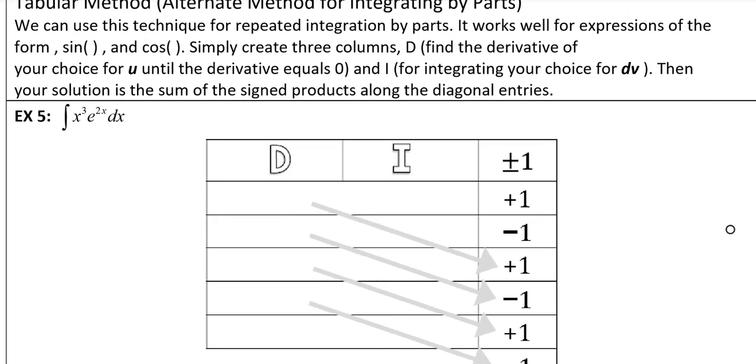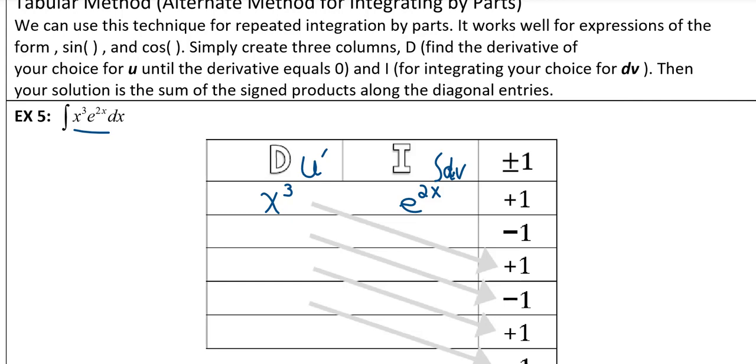So there's this nice little table you can make, and it makes it easy. You label one column D, for derivative, so this is where you're going to take the derivatives of u, and I for integration, so this is where you're going to integrate dv. Okay, so we're going to start by writing what we have. So u is x to the third in this equation, and dv is e to the 2x. And I'll get to what those plus and minuses are in a second.